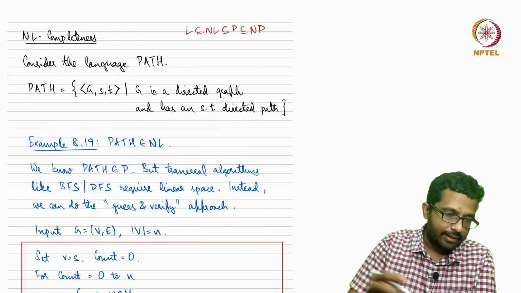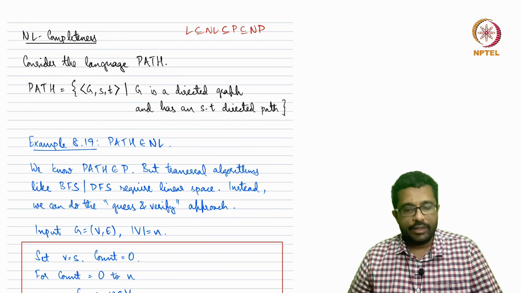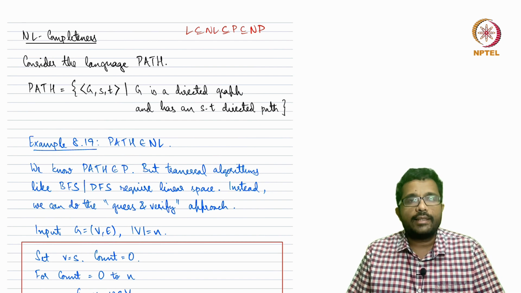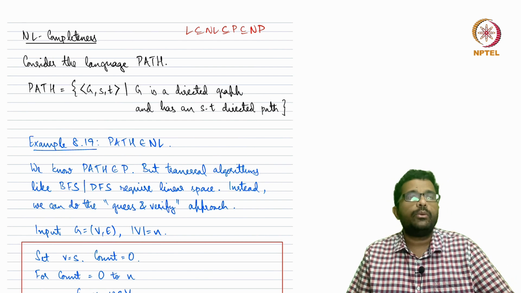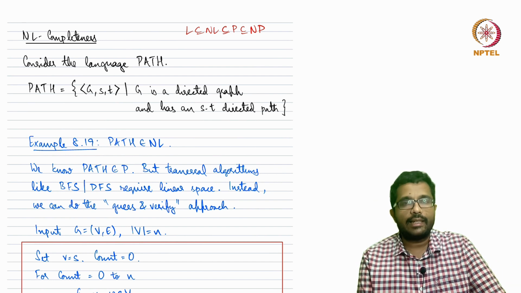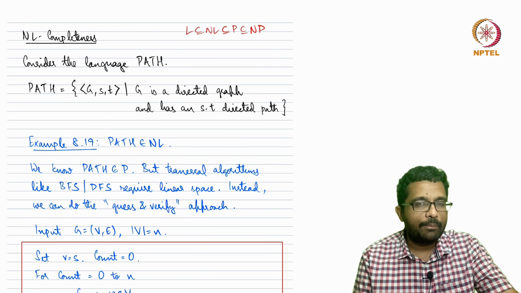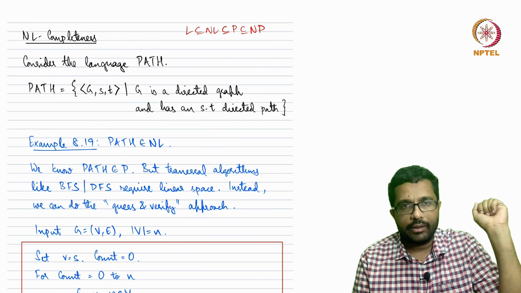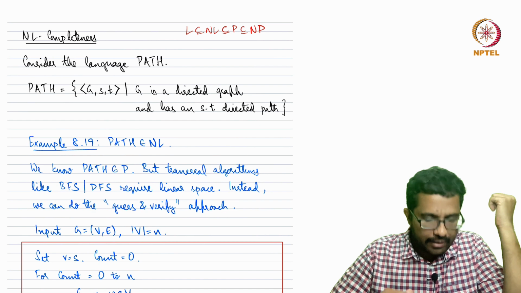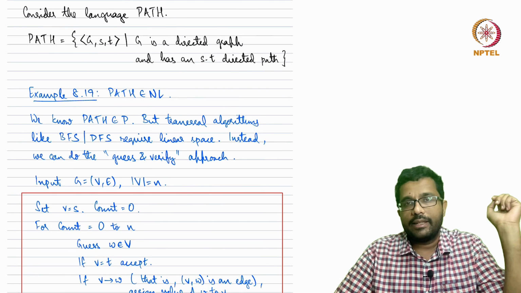Later we will see that the problem PATH is an NL-complete language. So what is PATH? Given a directed graph G and two vertices S and T, we have to determine whether there is a directed path from S to T. All the edges are directed edges. So that's the problem PATH: given a graph and two vertices, is there a path from the first vertex to the second one? Let us first see whether this language is in NL, and later we will define the completeness notion formally.